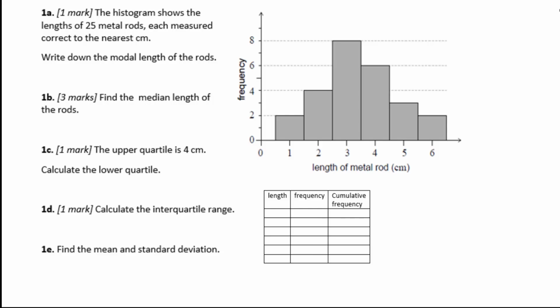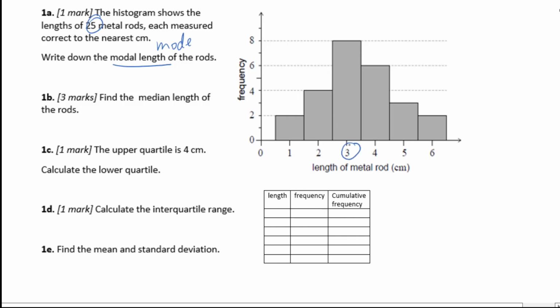Today's video is about review for one variable stats. 1A. The histogram shows the length of 25 metal rods, each measured correct to the nearest centimeter. Write down the modal length of the rods. Modal length means the mode. So which one has the highest frequency?